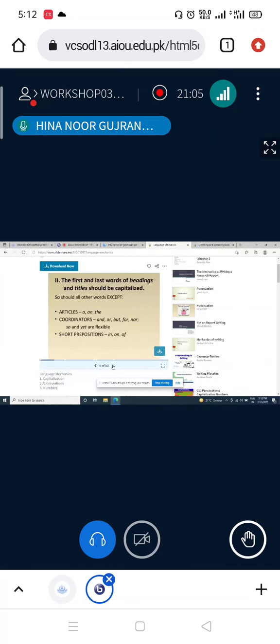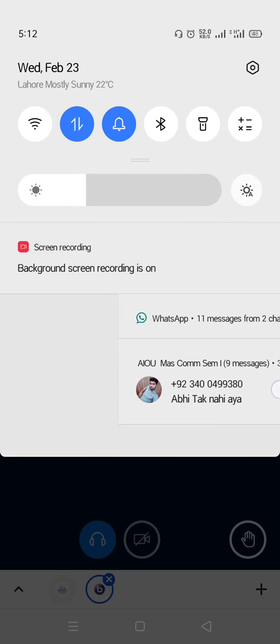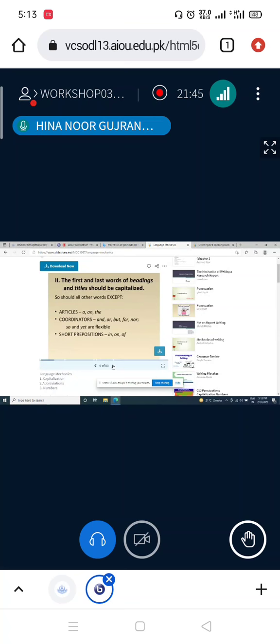and the coordinators like and, or, but, for, nor. I have told you this formula, like FANBOYS wala, these are all the coordinating conjunctions भी इन्हें कहते हैं, and we also call them out as coordinators, right? And the short prepositions in, on, off. So we should all others, ठीक है, beside all this, using these articles, coordinators and the short prepositions, all, ठीक है, the first and the last word of the heading they should be capitalized, but with the conditions when you are not using any articles, ठीक है, you are not using any coordinators and your short prepositions. Okay, now the first and the last word of the headings and titles they should be capitalized.